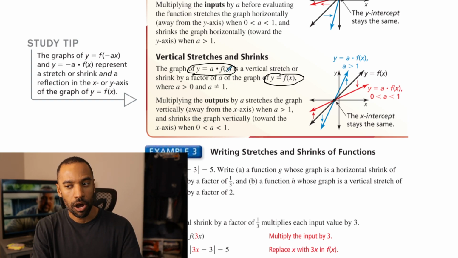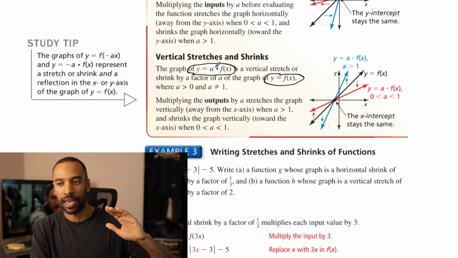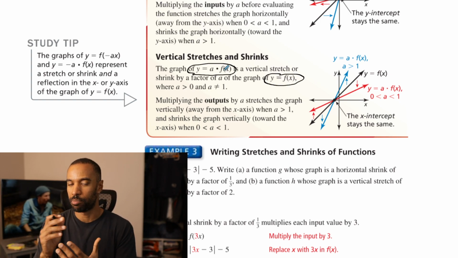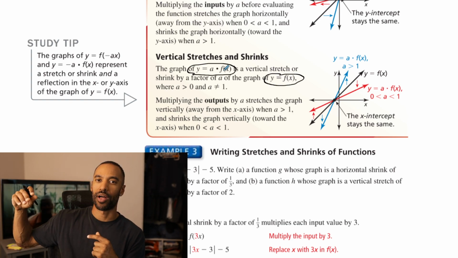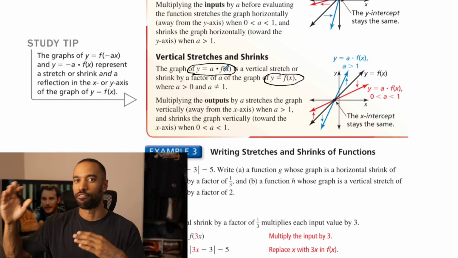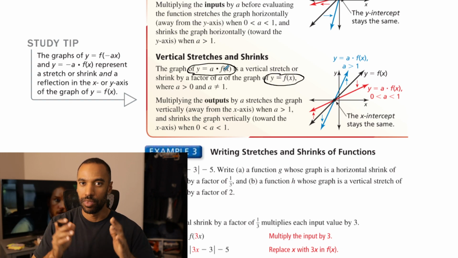Now, that's taking the output, right? The output is affected by a multiplying by f of x. Whatever f of x is, whether it's a number when you plug in a number for x, or whether it's the whole expression, you are multiplying your number a by that expression or that number, and it's affecting your output. That's why it's affecting y, not x.